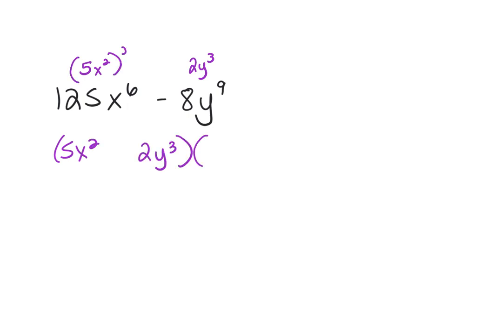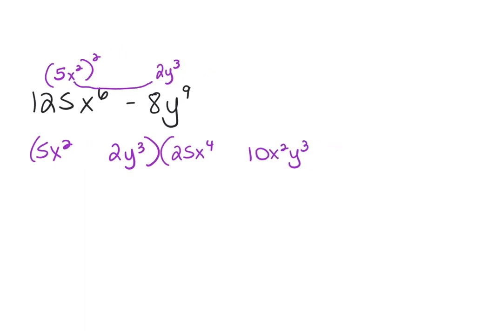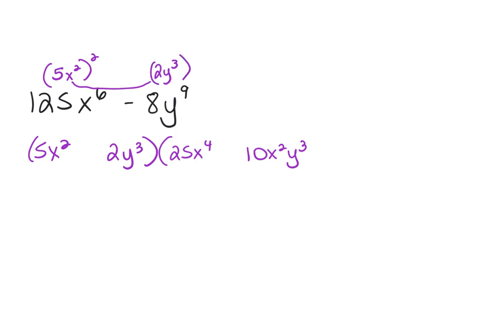I would have to square that, so I'd get 25x to the 4th. I'd multiply these two out, 10x squared y to the 3rd. And then I'd have to square the 2y to the 3rd, and I'd get 4y to the 6th. And my signs are same, opposite, always positive.